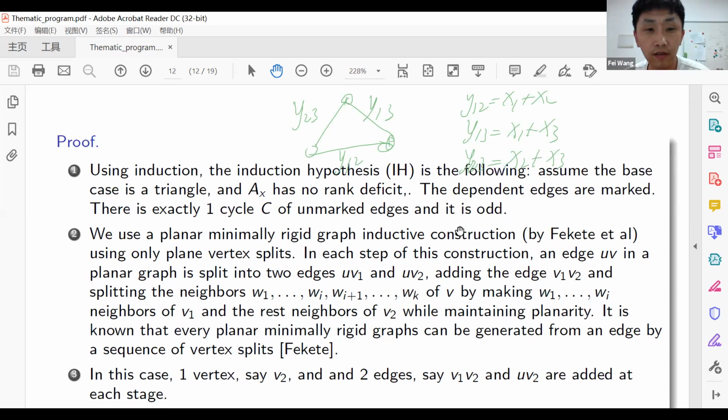So in the reasoning of the induction, the independent edges are marked as independent, and the dependent edges are marked, and at each step, there is exactly one cycle of the unmarked edge, and it's odd.